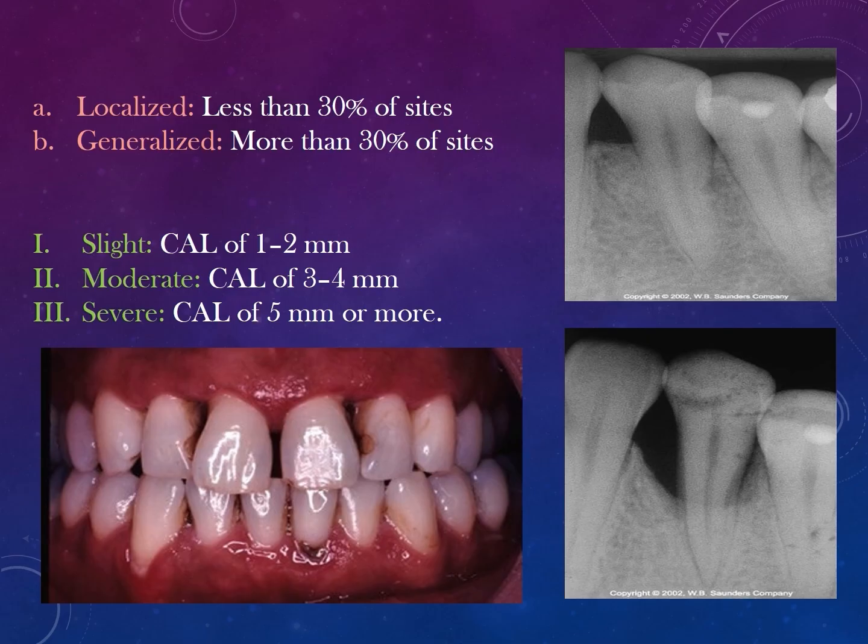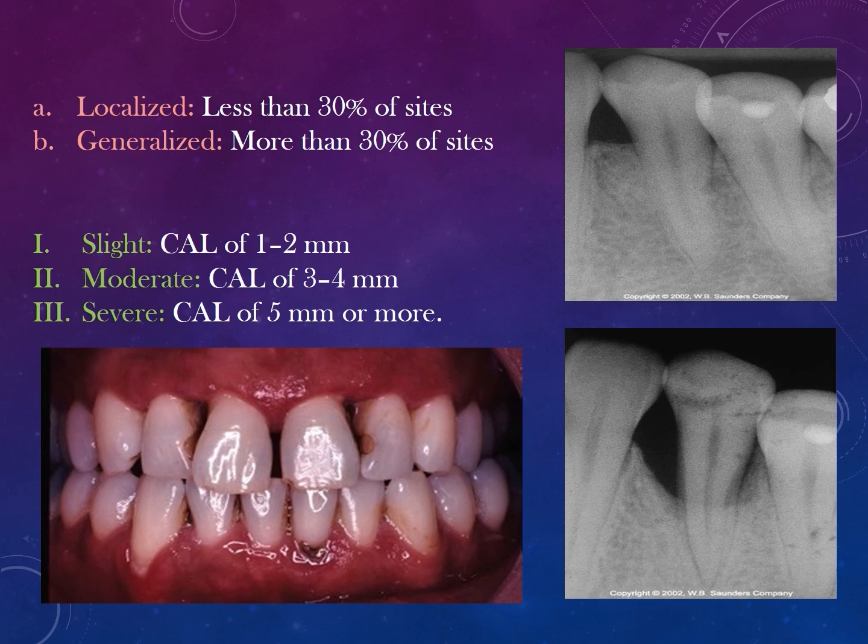Slight, wherein the clinical attachment loss is 1 to 2 mm; moderate periodontitis, wherein the clinical attachment loss is 3 to 4 mm; and severe periodontitis, wherein the clinical attachment loss is 5 mm or more.